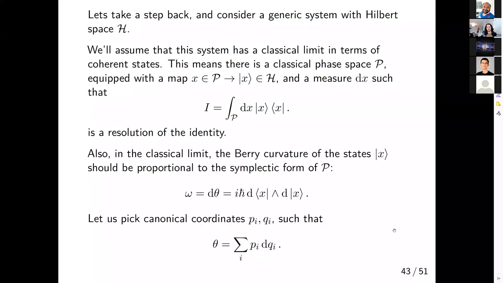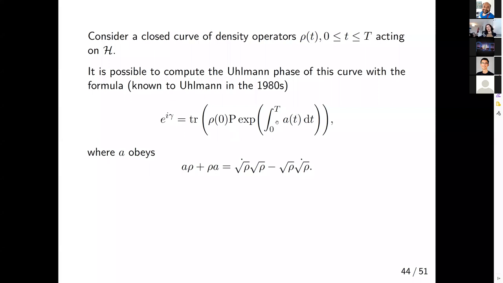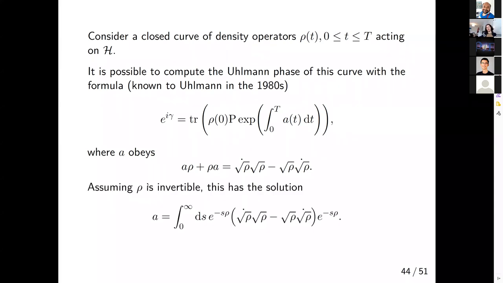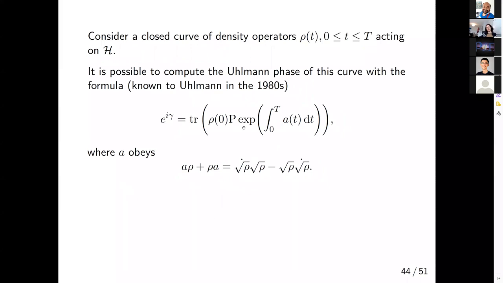Choose coordinates on that phase space, so that theta is the sum over i of p_i dq_i. We want to compute the Uhlmann phase of a closed curve of density matrices, and there's a formula that the Uhlmann phase is just the expectation value in the initial density matrix of a certain path ordered exponential. The path ordered exponential is of this operator A, which is defined so that it obeys this differential equation. Assume it has this integral solution, which can be confirmed by direct substitution. If we insert the resolution of the identity many times, we'll end up with a path integral, very similar to the usual derivation of a path integral.